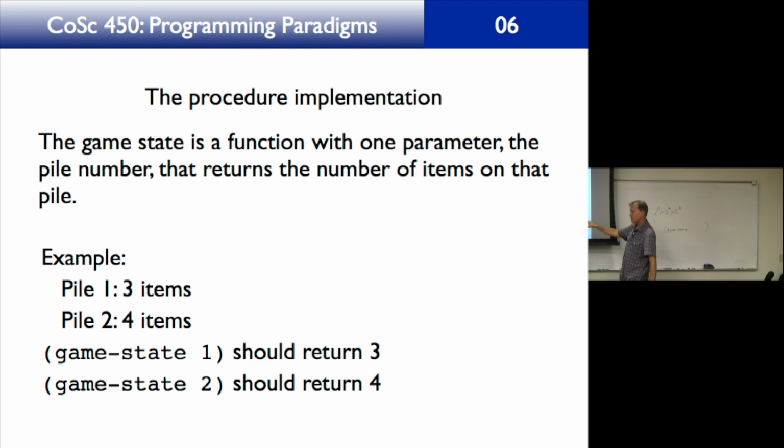How would you write it? What would you say? Suppose I ask you, there's an example of game state. If I type parentheses game state 1, close parentheses, it should be 3, and game state 2 should be 4. How would you write that? Could you write that? Come on, write it for me verbally.